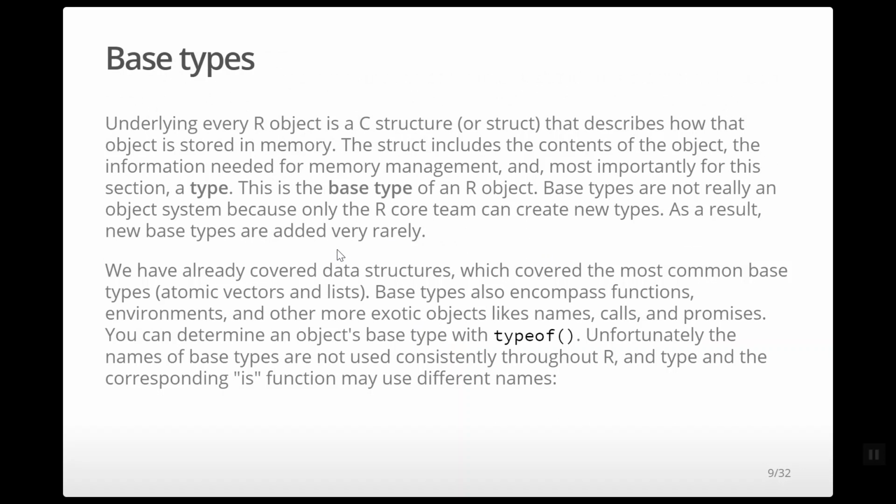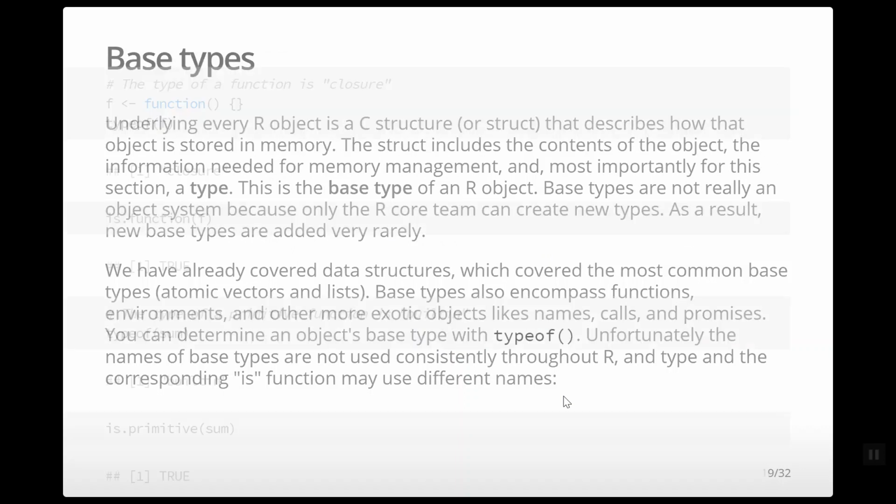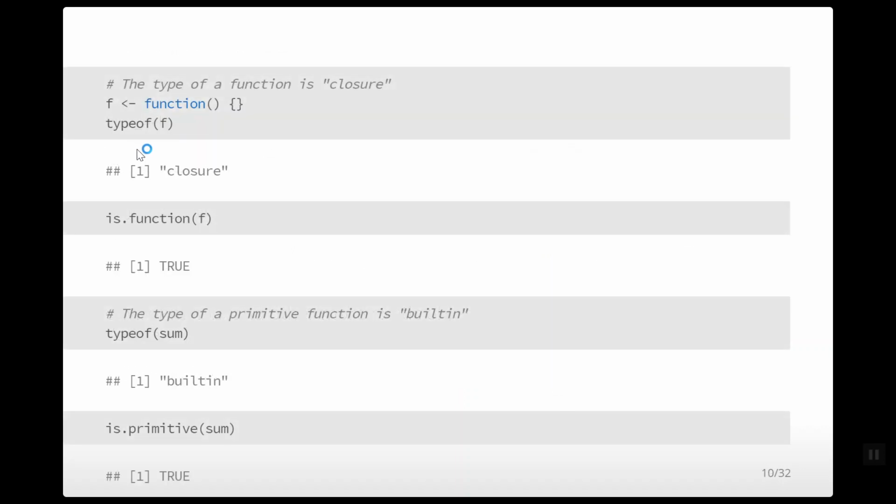Anyway, you can determine a base type using the function typeof, okay? And unfortunately, the names of the base types are not used consistently throughout R, okay? So you have something like, what is the type of a function? And it will say it's a closure, but then you don't say, is it a closure? You say, is it a function, okay? And things like that. And if you ask what is the typeof sum, it is not a function, it's actually called a builtin, but it means it's a primitive function, okay?